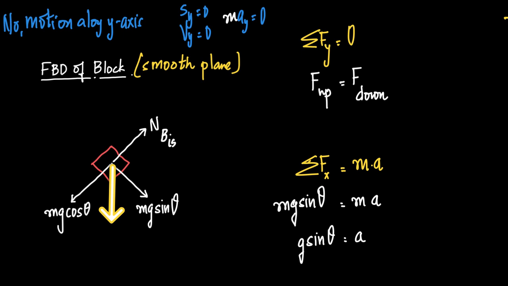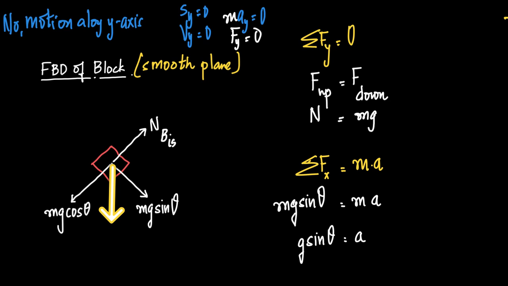And what is m into ay? It is Fy is equal to 0. So we can say that sigma Fy is equal to 0, which implies that forces acting upwards should be equal to forces acting downwards. Now what are the various forces acting upwards? The only force acting upwards is normal reaction on the block, which is equal to forces acting downwards is mg cos theta.